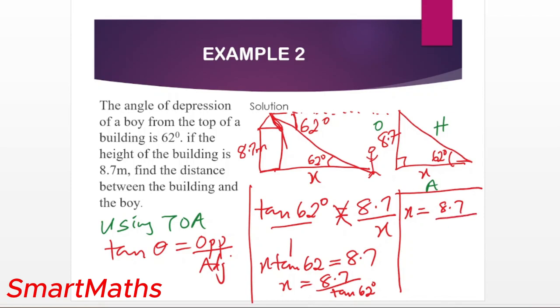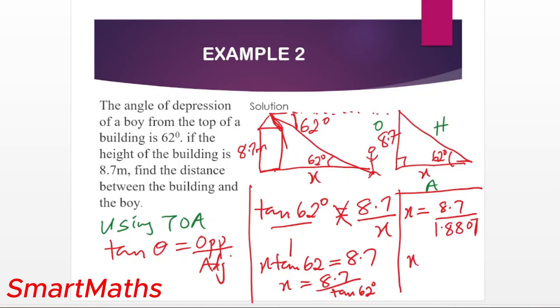So tan 62 is 1.8807. I hope this is clear. So we now divide this. That's 8.7 divided by 1.8807. And that gives us X equals 4.6.